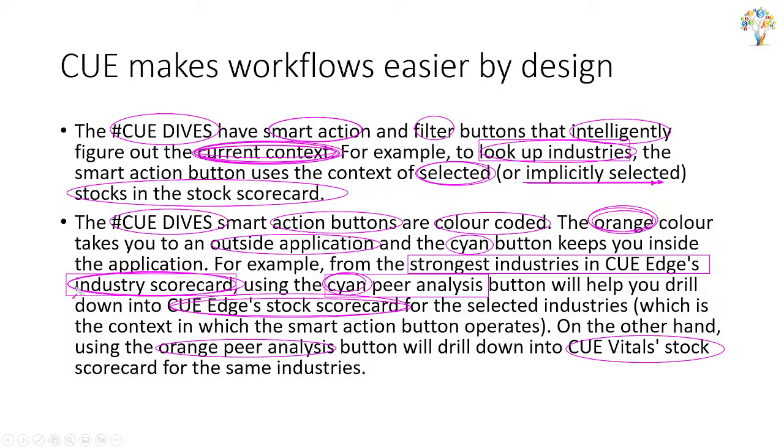So same context in Q Edge, same selected industries, but depending on whether I am using the cyan peer analysis button or the orange peer analysis button, it takes me to either Q Edge's stock scorecard, which is based on S&P 1500 stocks for the USA market, Nifty 500 stocks for India market, and orange color will take us to Vitals stock scorecard. What is that universe? That universe is what you choose to be.